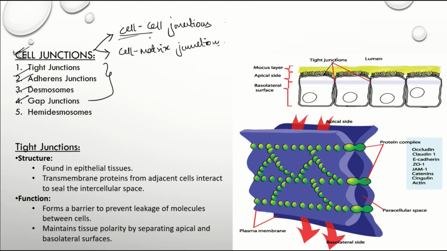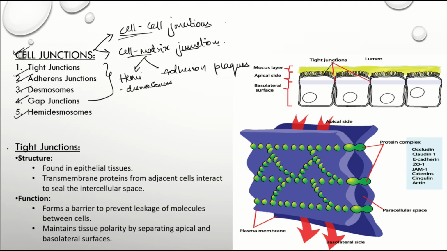These are all examples of cell to cell junctions, because these junctions are present in between the cells. In the cell matrix junctions there are two junctions present. The first is hemidesmosomes and another is adhesion plaques. We are not going to discuss adhesion plaques in detail because they are rarely present, but we are going to discuss the hemidesmosomes.